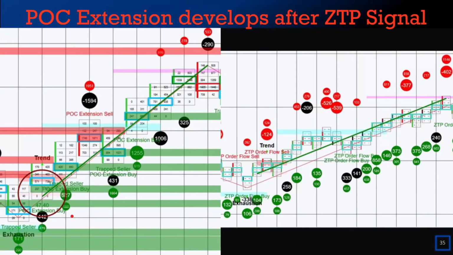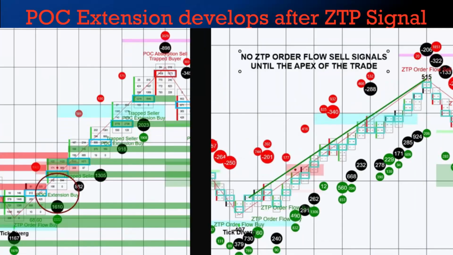Here's a couple examples of what happens when we enter on that type of entry, but a POC extension develops after we've gotten into it. So basically I try to be a little bit flexible with my target, and I'm just going to let the chart tell me what to do. Same thing right here. Here, same thing. We entered here. We see super strong delta strength numbers, and the ZTP order flow again marks the top at the apex of the trade.